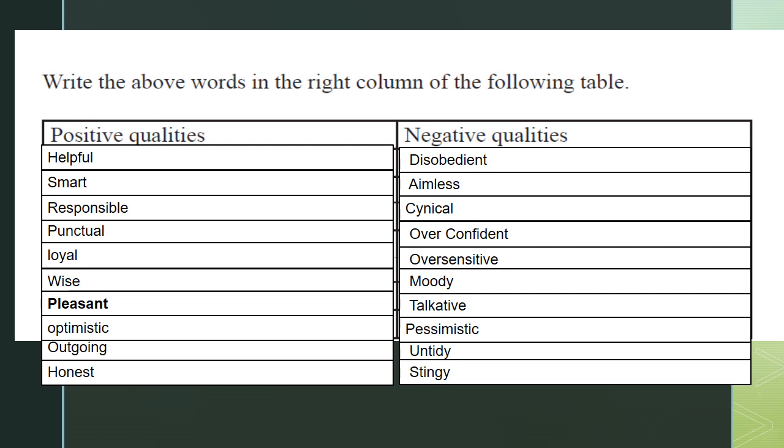So let's see positive qualities. Helpful, smart, responsible, punctual, loyal, wise, pleasant, optimistic, outgoing, honest. Negative qualities: disobedient, aimless, cynical, overconfident, oversensitive, moody, talkative, pessimistic, untidy, stingy. So, write this chart in your exercise book and do this activity also.